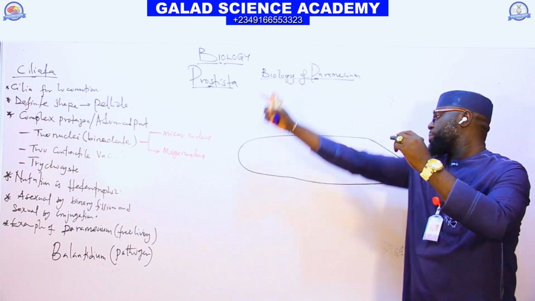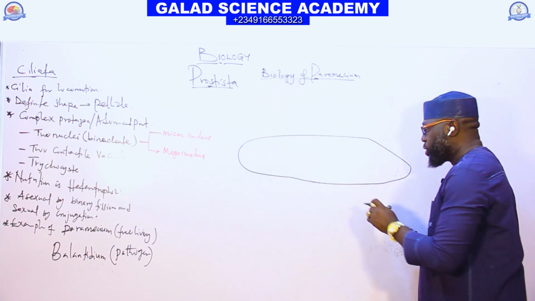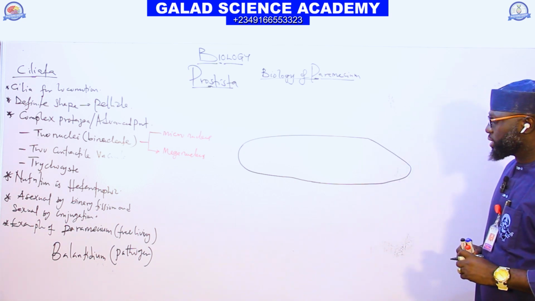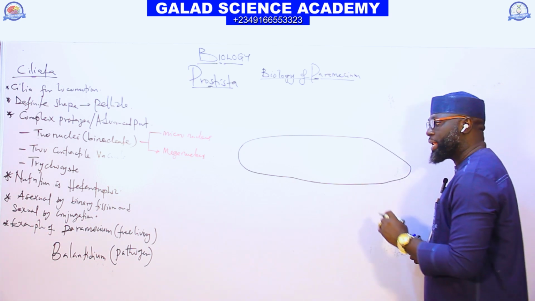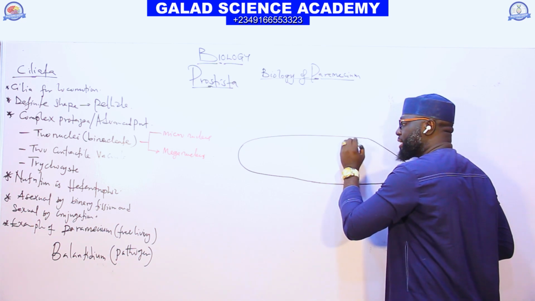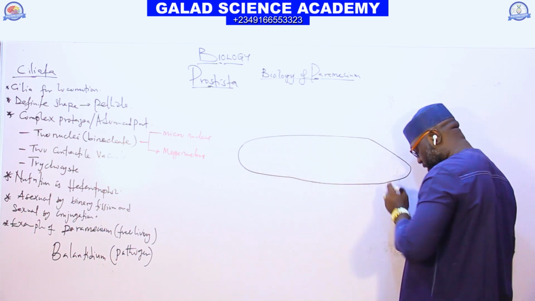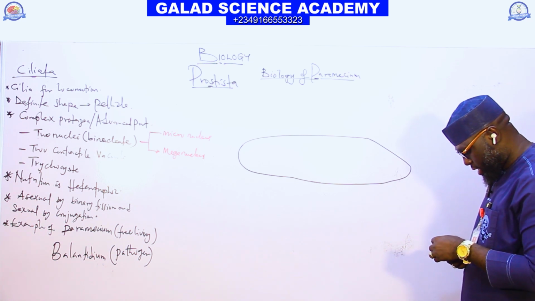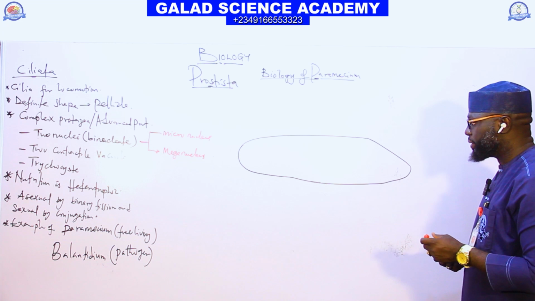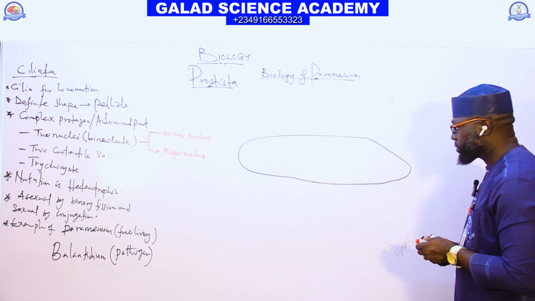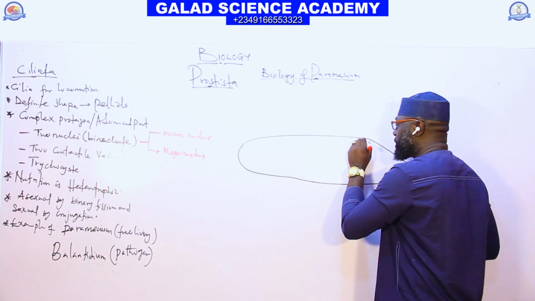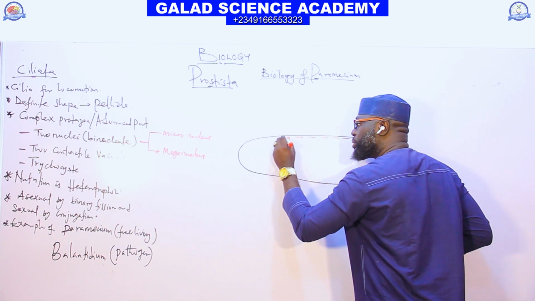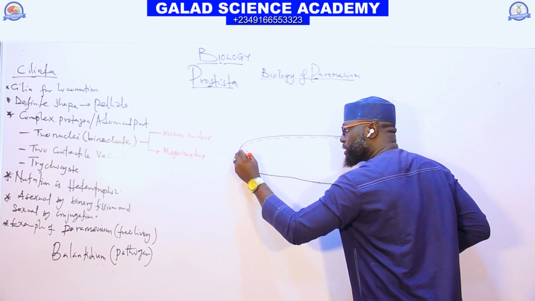So, slipper shape. This is the shape of Paramecium. And like I said earlier, after this shape, it has a broken line. Let me use this red to denote the broken line, like this.